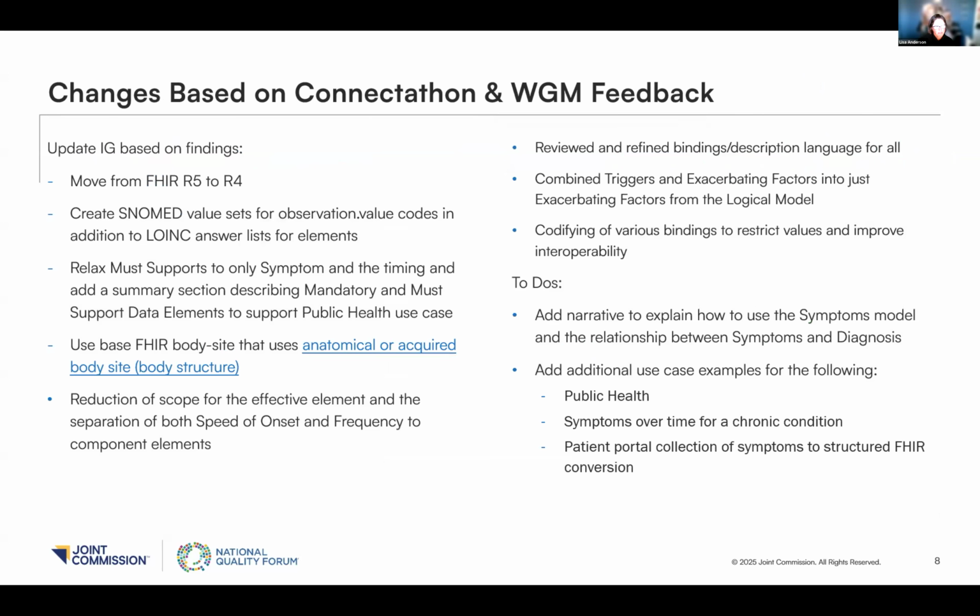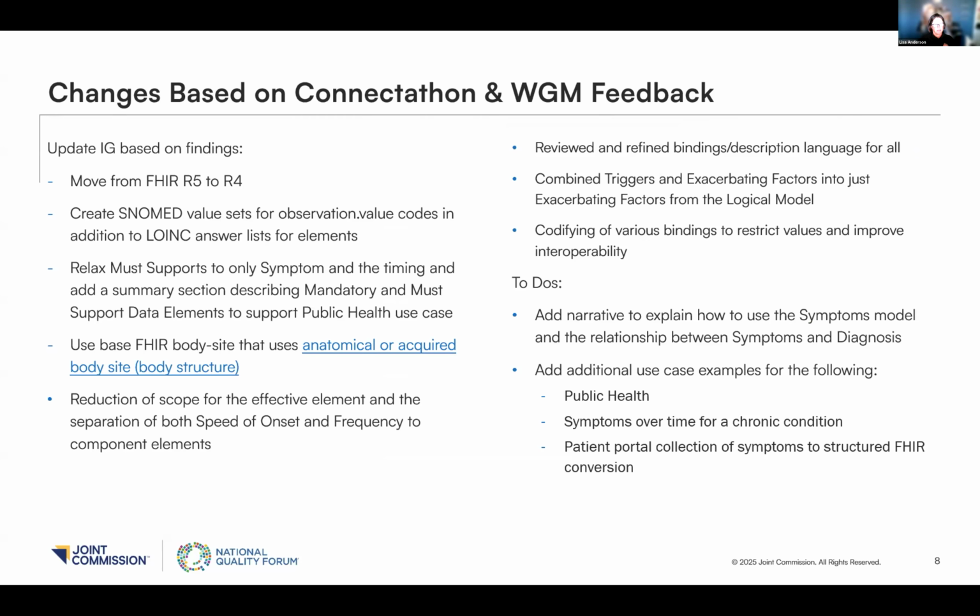We did modify our IG quite a bit after that testing event. It was duly noted that we originally had our FHIR profile using FHIR R5. Every implementer at the table and on the phone was like, whoa, please go back to FHIR R4. We won't be able to implement it if you keep this, knowing that they're going to jump from FHIR R4 to R6.